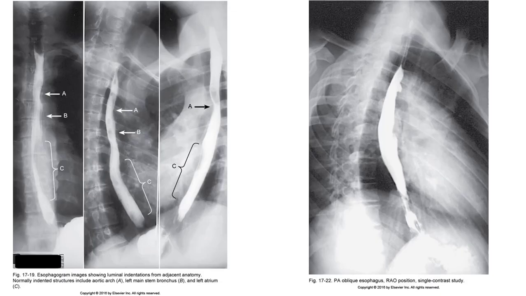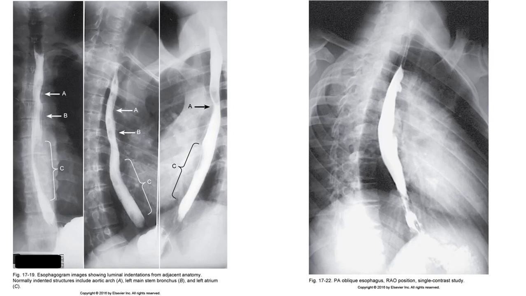In the image on the left, we see a 3-view representation of the esophagus. Note the far left view, the AP. The esophagus superimposes the spine. However, when we rotate the patient for the oblique in the second view, it frees the esophagus from superimposition over the spine. We can also see 2 indentations here from the adjacent anatomy, including the aortic arch and left main bronchus that we mentioned in the previous slideshow.